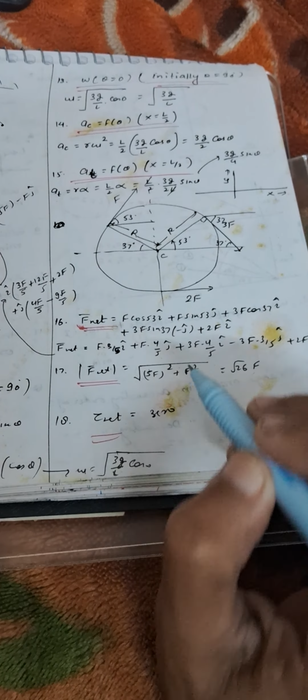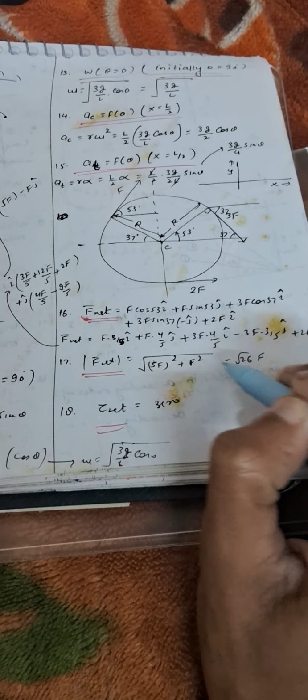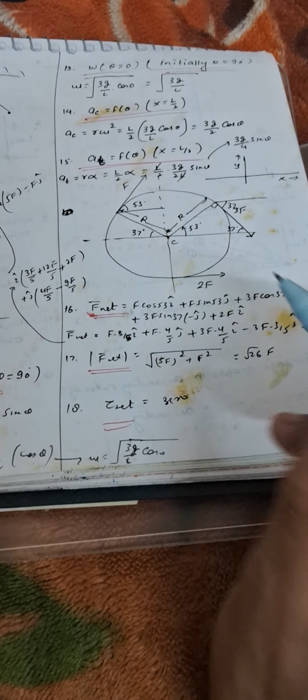Next is magnitude of the net force. This is done by squaring the i cap term and the j cap term. So we have root 26 F over here.